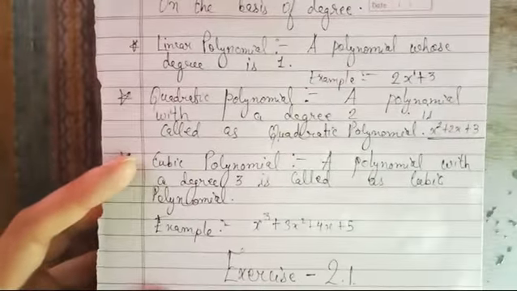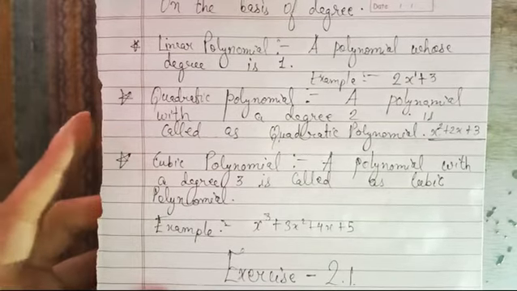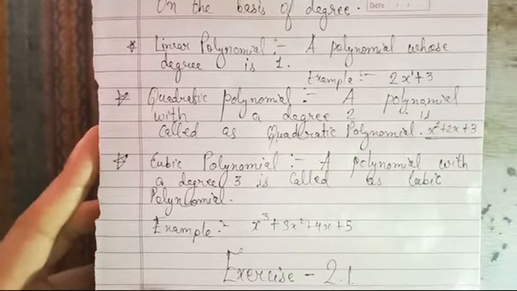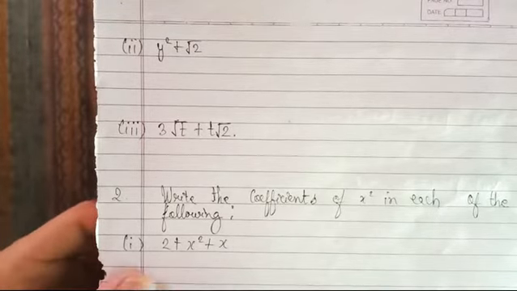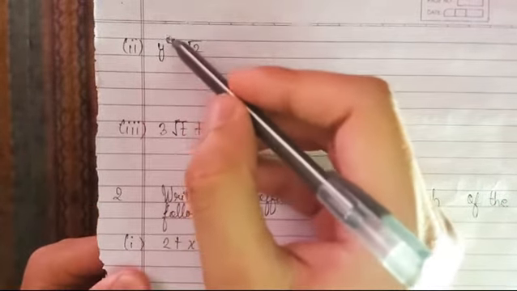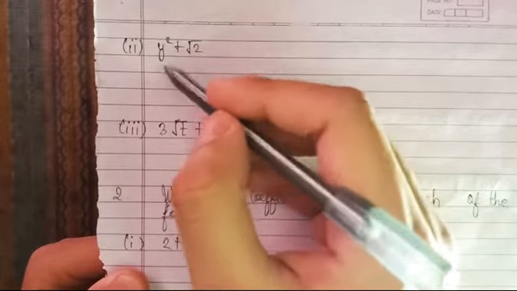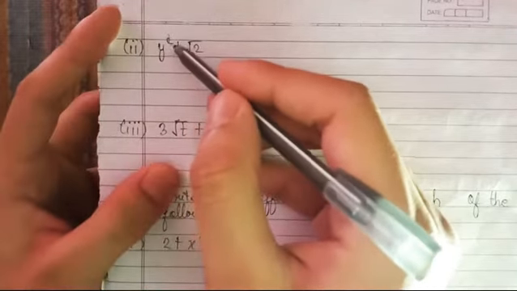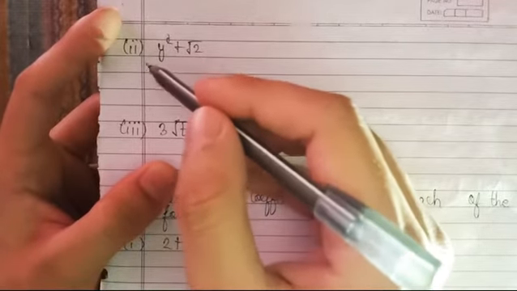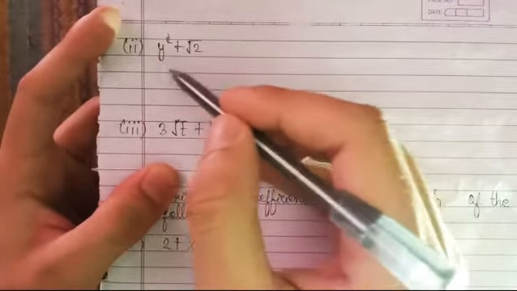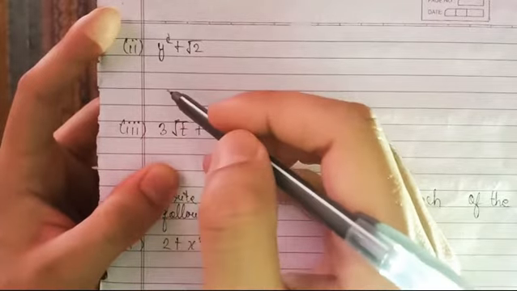Okay, now we'll move towards the next question. So here the exponent of y is y square plus root 2. Exponent of y is 2. That means 2 is a whole number and we are having a whole number as a power, as an exponent. So we can say that it is a polynomial in one variable.